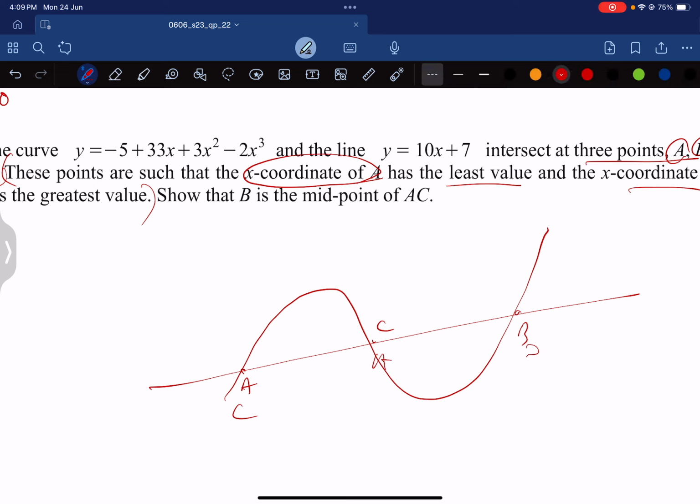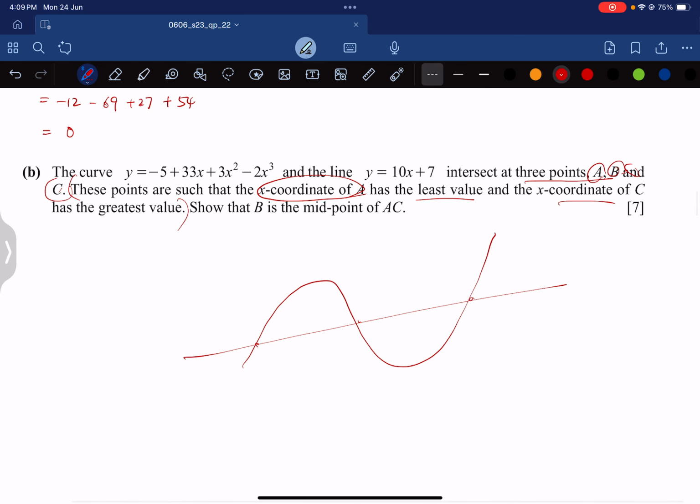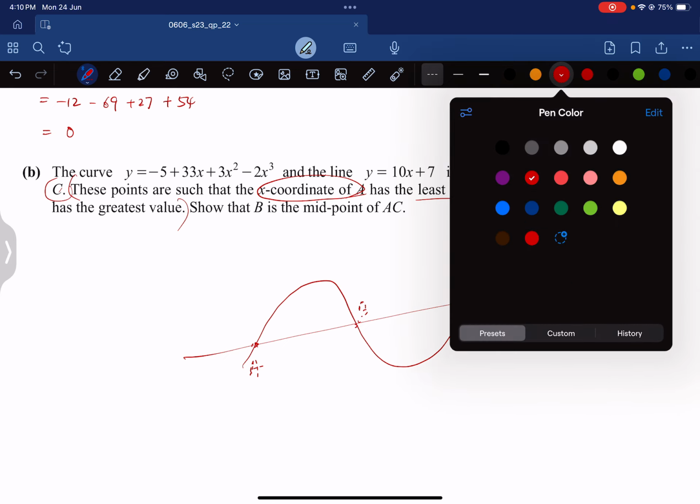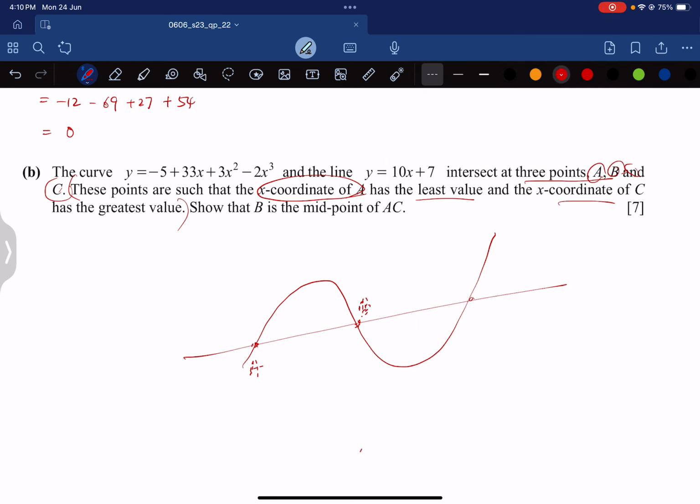But the second sentence is telling us that A is the first intersection point from the left. Look from left to right. A is here, B is here, and C is here. And show that B is the midpoint of AC.